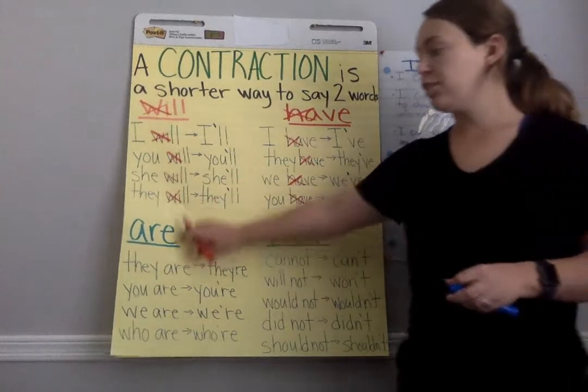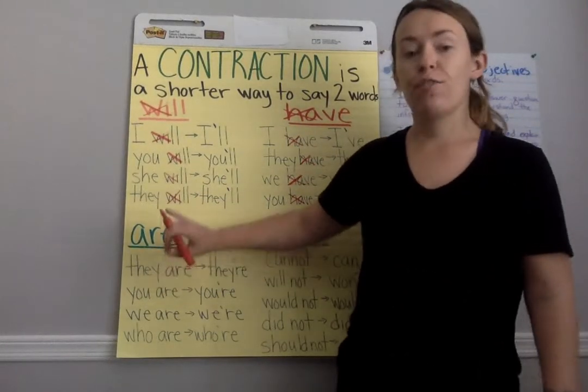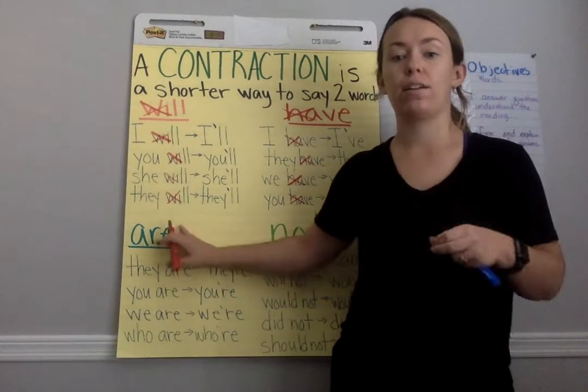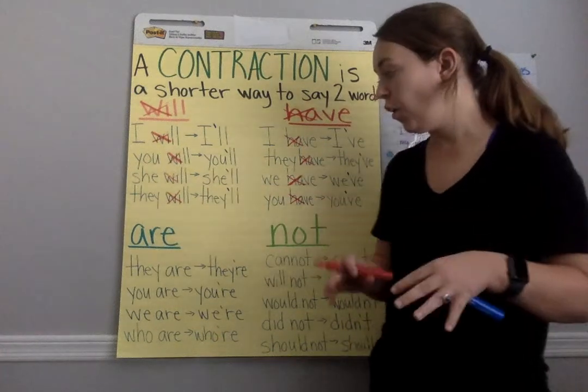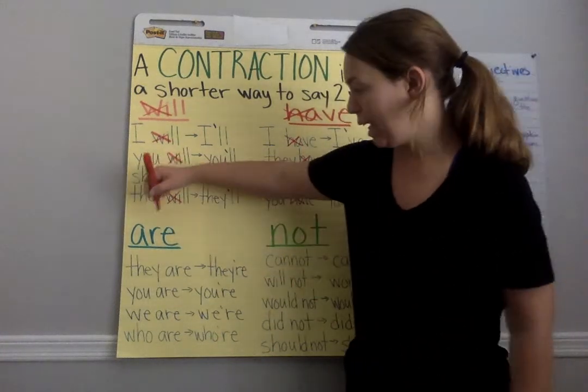Okay, let's look at R. For any contraction that we want to make where there's a pronoun and then the word are, we are just going to take out that A.